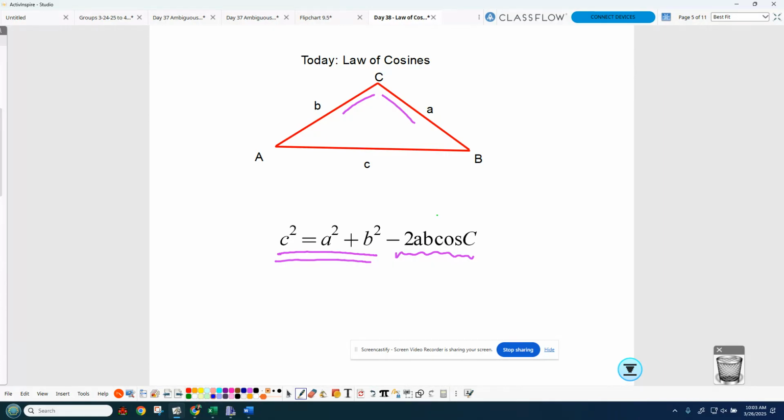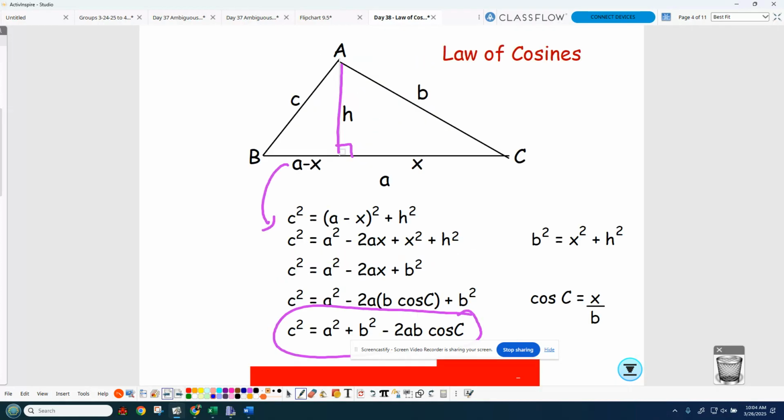Some other things that help me if I have to memorize this. The side all alone on the equal sign is the side across from this angle. So this one all alone is the one on the other side of that angle.